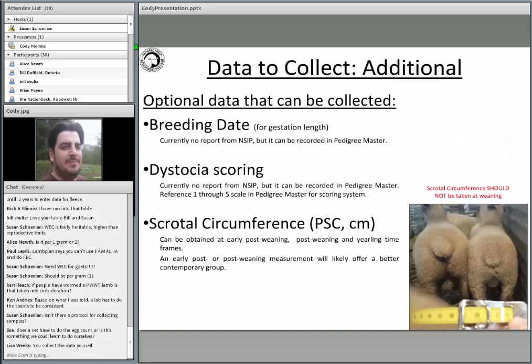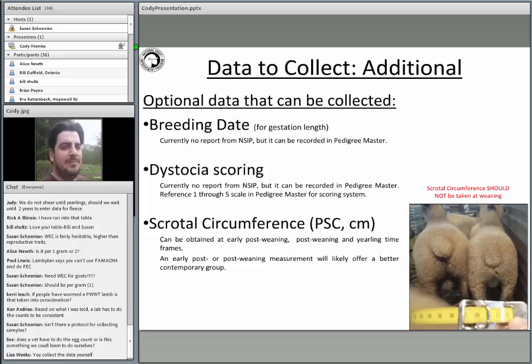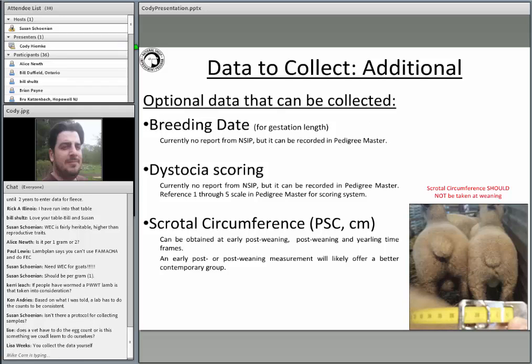Okay, so I think this is the third to last slide here. Optional data that can be collected is breeding dates. If you're using a marker on your rams, you can enter the data for what might eventually be a gestation length EBV. I always enter my breeding dates just because I have them. I don't get anything back for it, but maybe someday I'll get some gestation length EBVs.